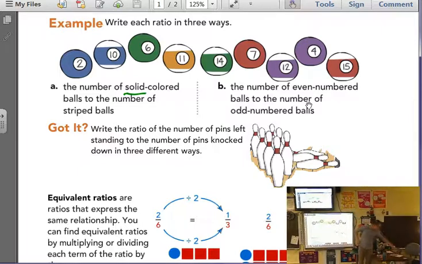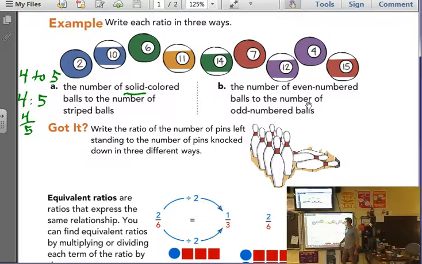I've got cards. I don't know why I'm not using these. Jeremiah! Okay, sorry, Smith. I might as well just call you guys by your last names. Smith! How many solid colored billiard balls are up on the screen? 4, right? We've got the 2, the 6, the 7, and the 4. So 4. How many striped billiard balls are up there right now? Whitney? 5. We've got the 10, 11, 14, 12, and 15. So 4 to 5, or we write 4:5, or 4/5.